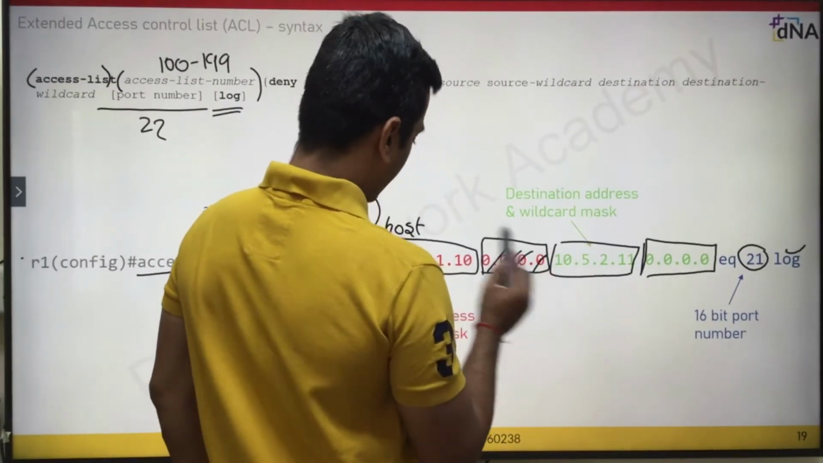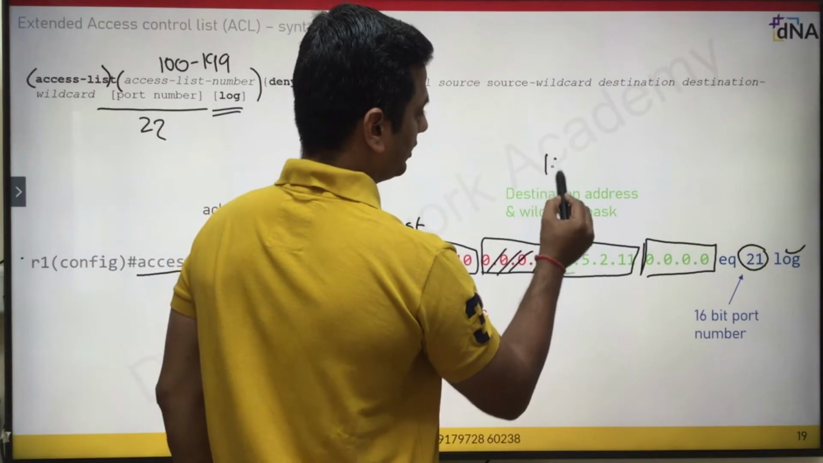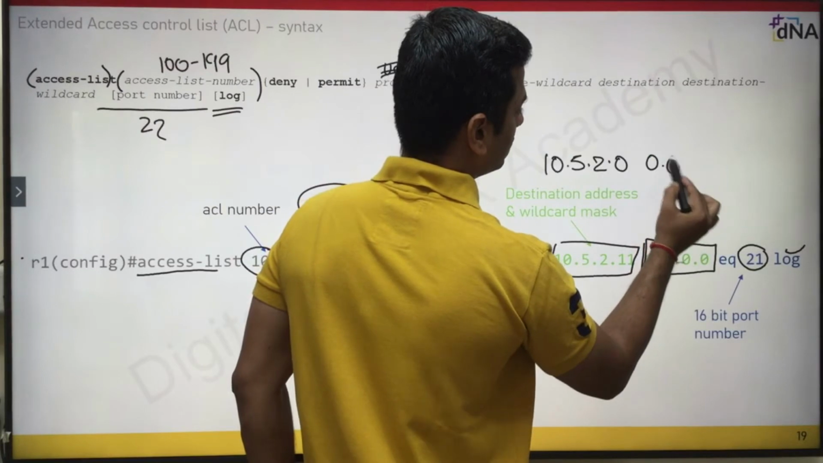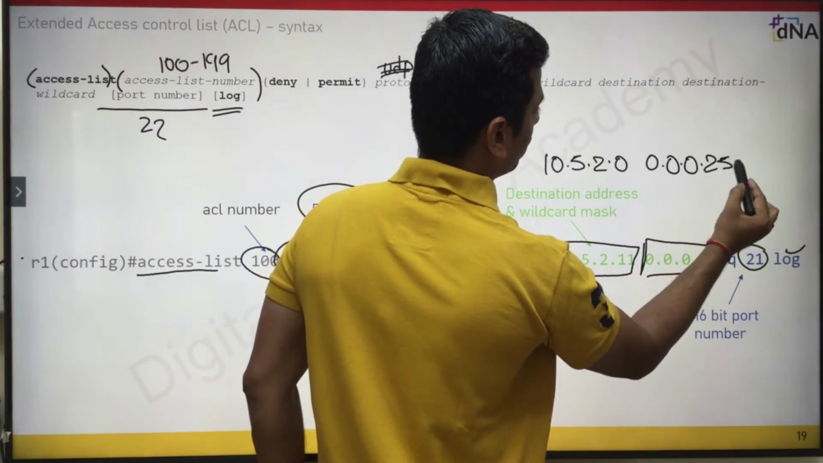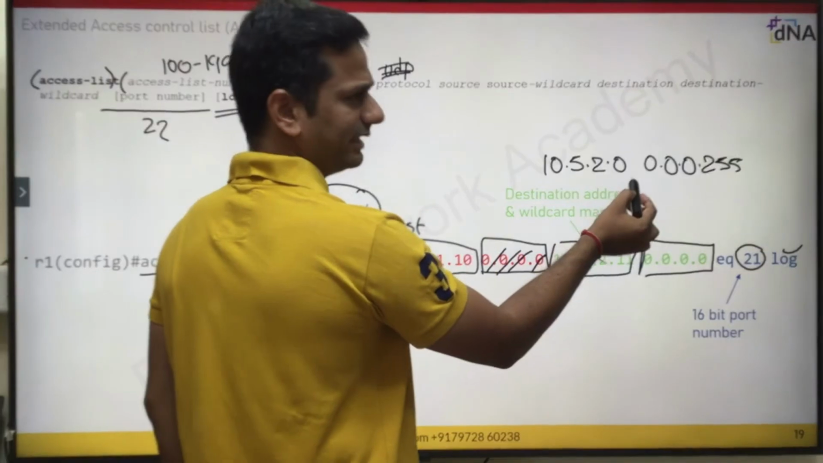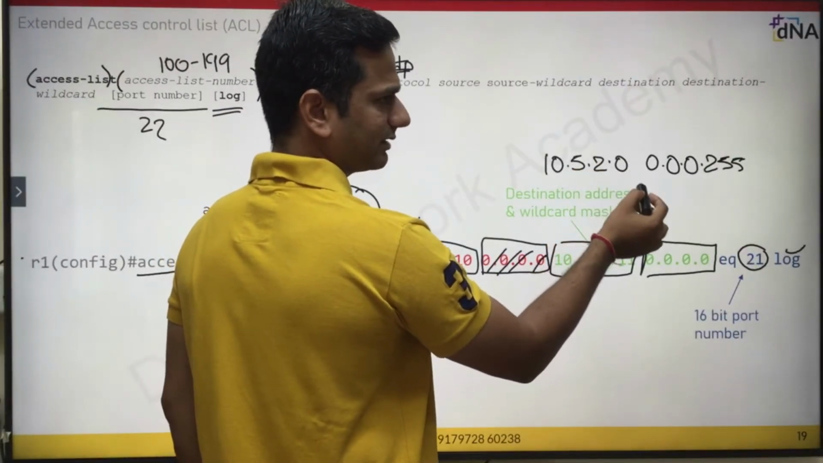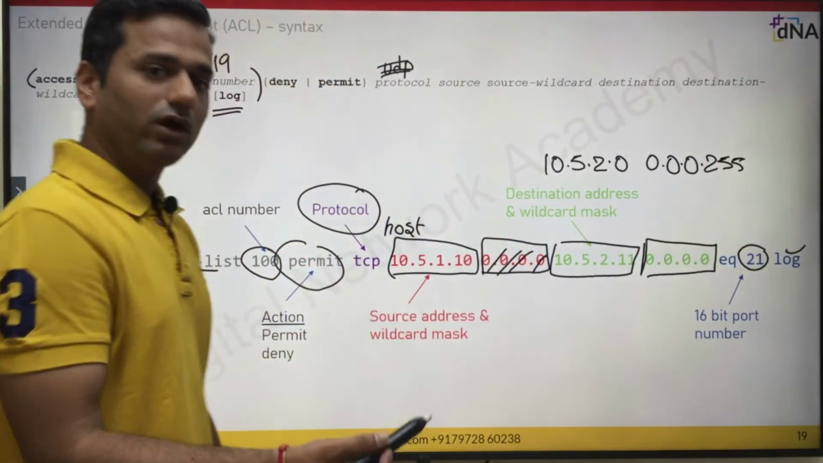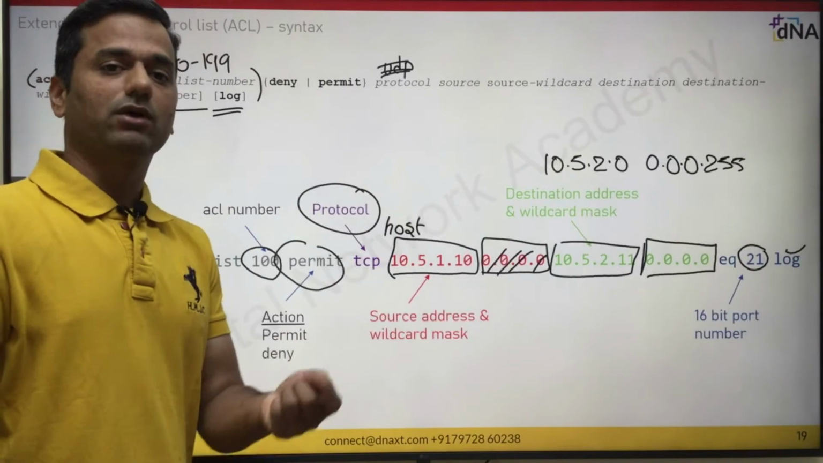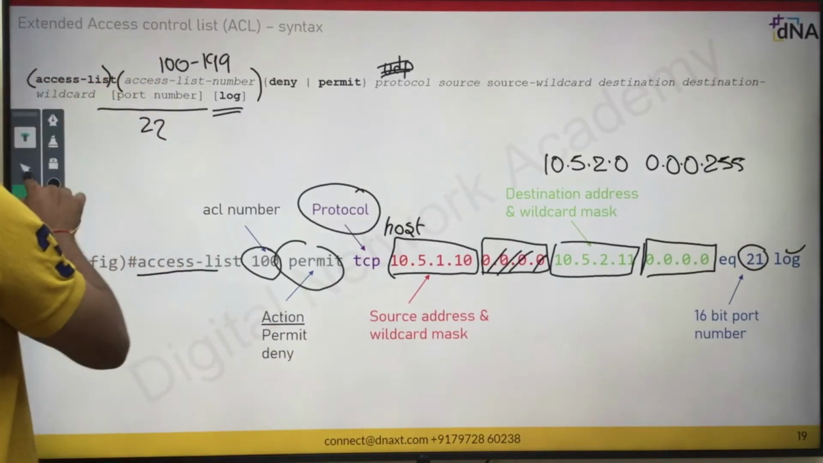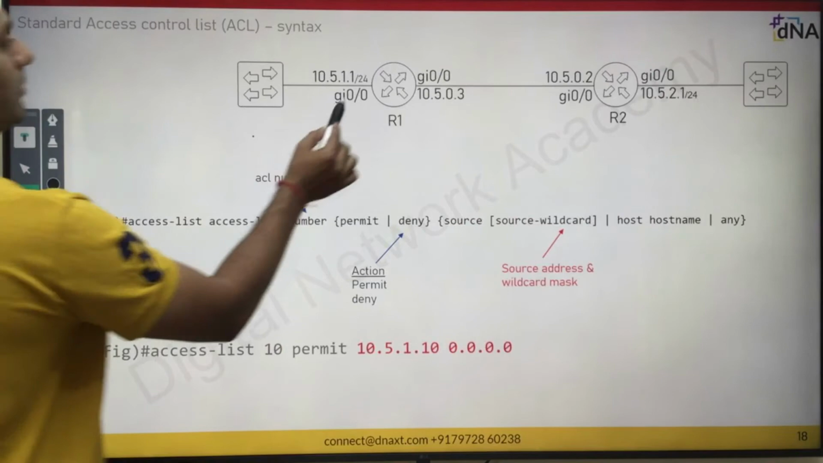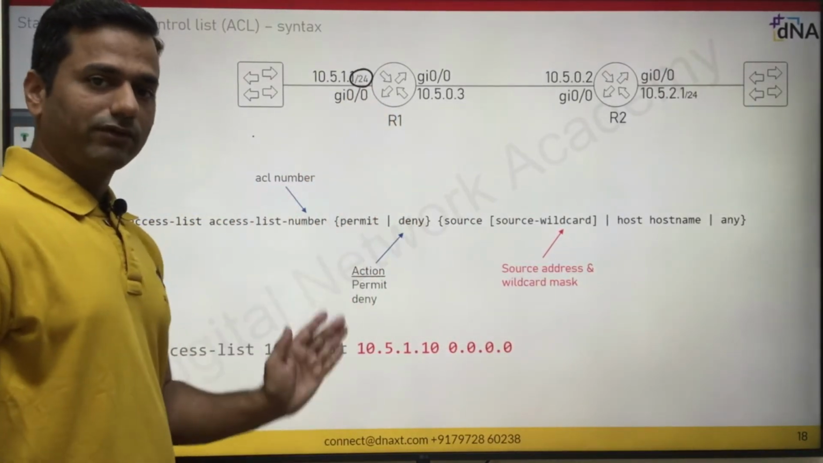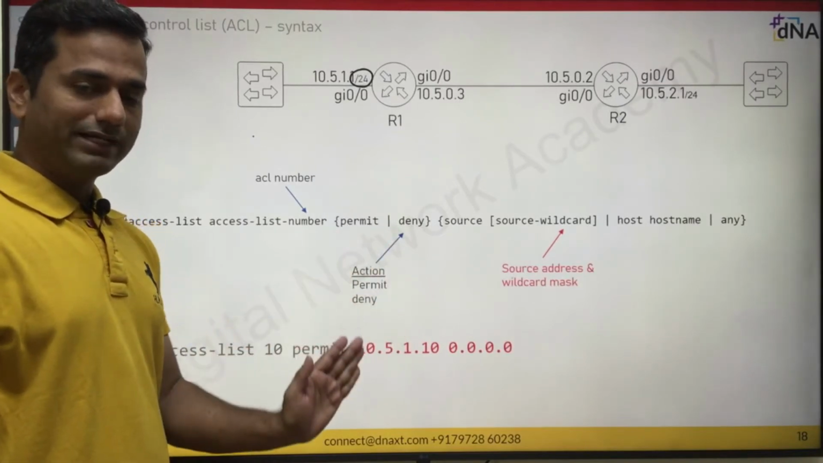That's what I will do here. After the source, I will mention 10.5.2.0 with wildcard mask 0.0.0.255. If it is a /16, 10.5.2.0/16, then in that case 0.0.255.255, depending on what net mask you have configured for the interface. So here you go. See in this example, what is the subnet mask for this LAN? /24, of course, so 255.255.255.0 subtracted from 255.255.255.255.